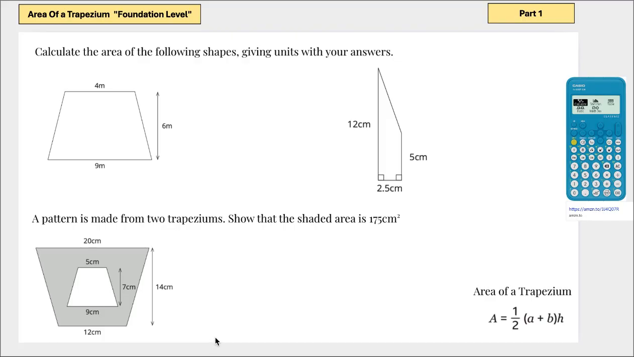Hi guys, this video is to find the area of trapeziums. Now these questions are foundation level. So these are towards, I'd say, the back of the paper.